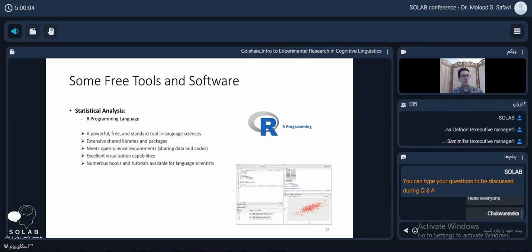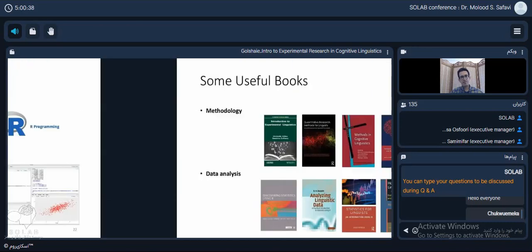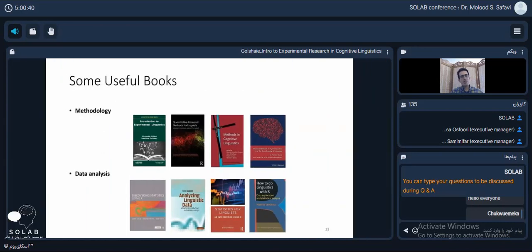It is very powerful, free, and standard in language sciences. It has extensive shared libraries and packages. And also you can share its data and code when you submit your publication to journals, so it meets the open science requirements. It has excellent visualization capabilities, and there are numerous books and tutorials available for language scientists. For example, here I have listed some of those books.